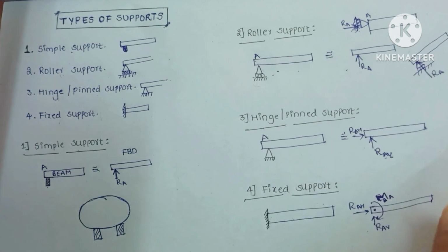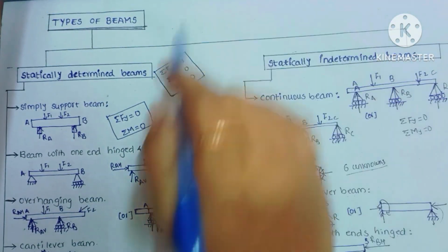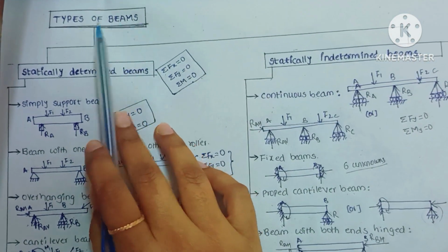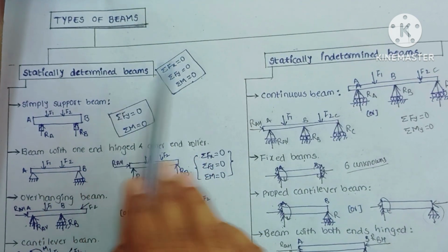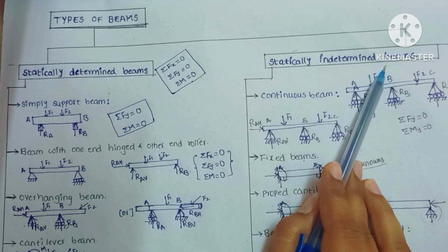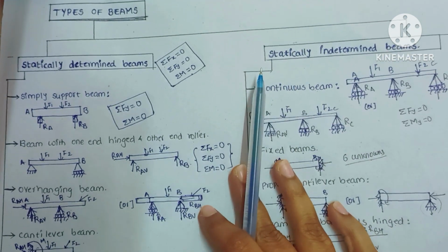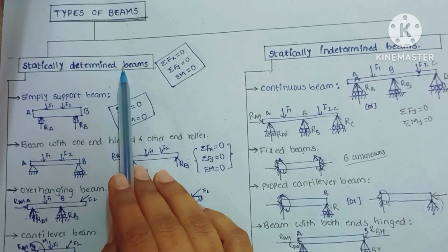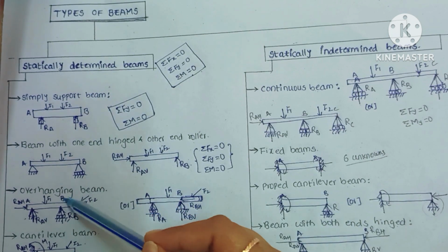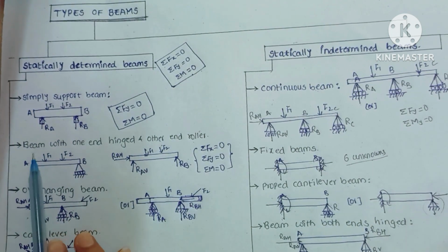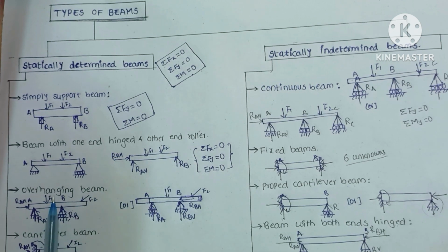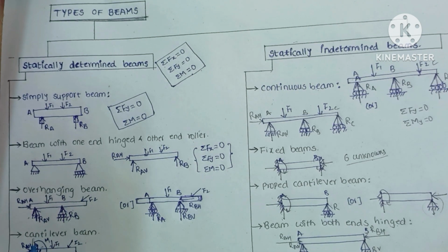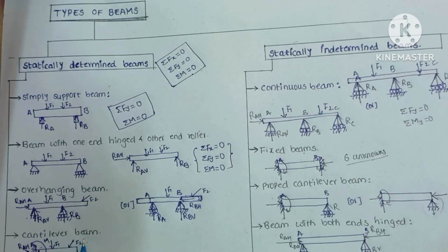Similarly, we classified the types of beams. One is statically determined beams, another one is statically indeterminate beams. Statically determined beams are classified into four types: simply supported beam, beam with one end hinged and another end roller, overhanging beam, and last one is cantilever beam.